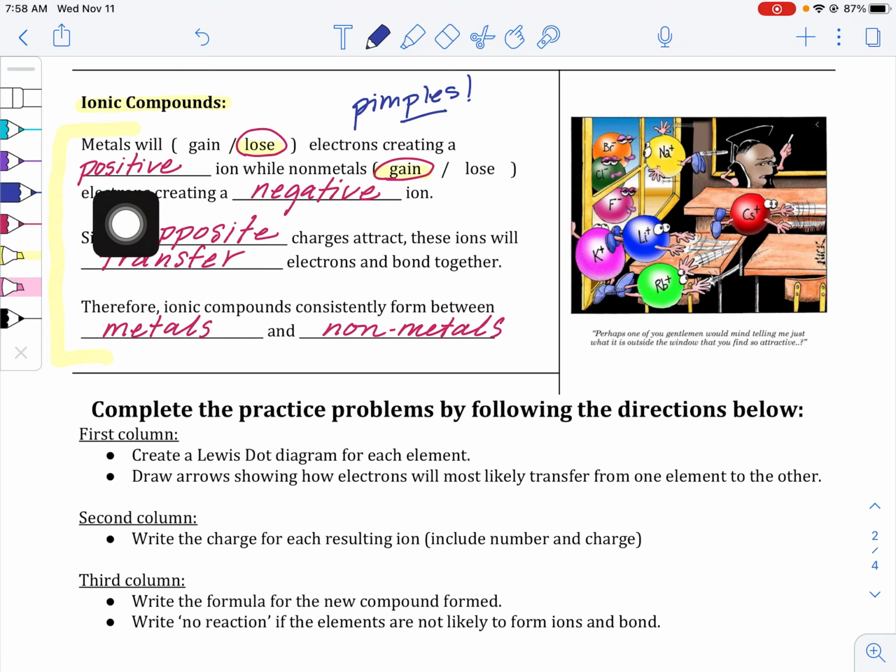Now, because we're going to see two different charges, we know they attract and then transfer their electrons. That's our key word for ionic bonds. And so we'll typically be seeing our bonds happen between metals and nonmetals, because one will lose and one will gain. So they attract together and transfer those electrons.